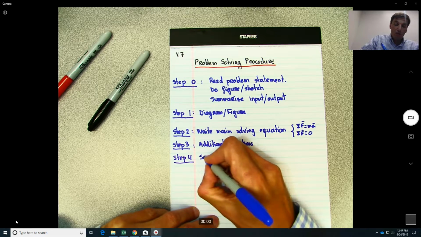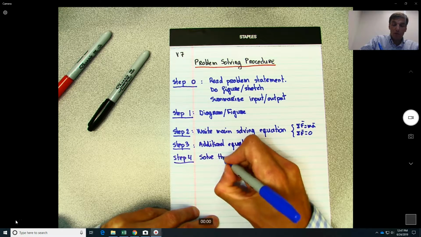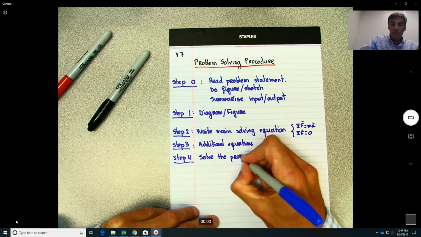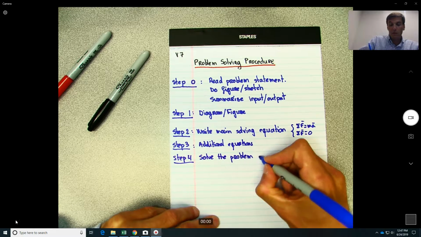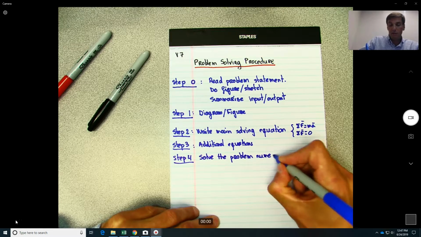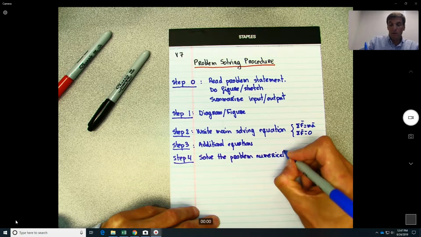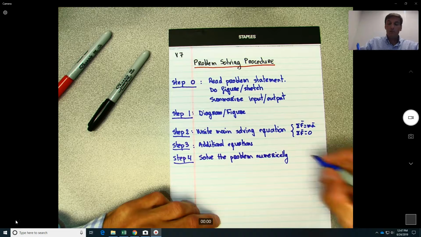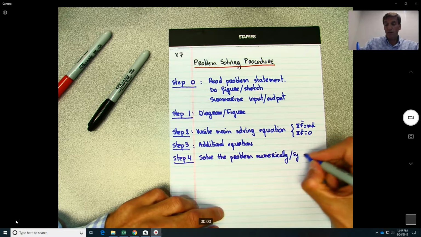which is to solve the problem numerically. Okay, or sometimes will be symbolic.